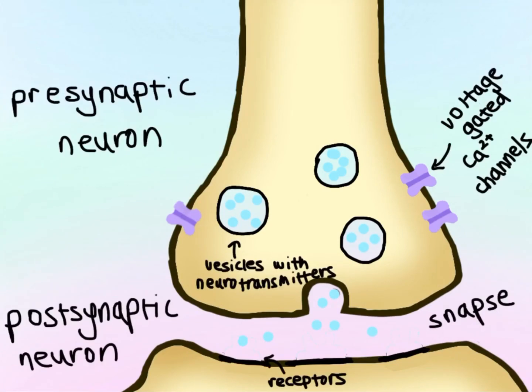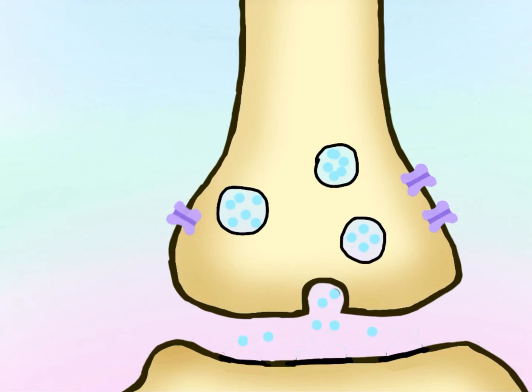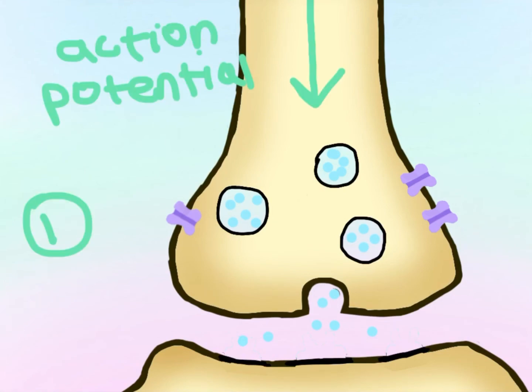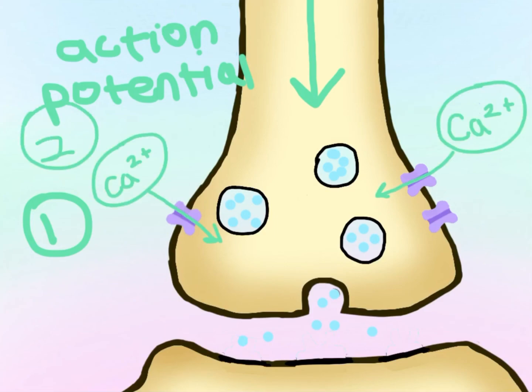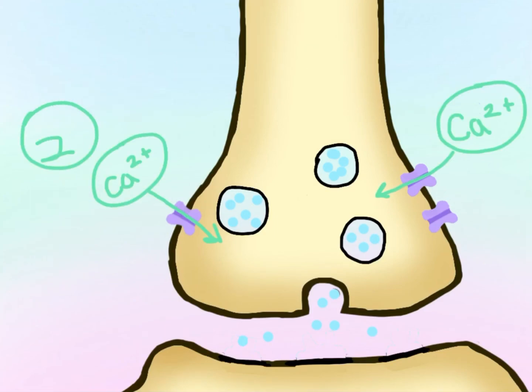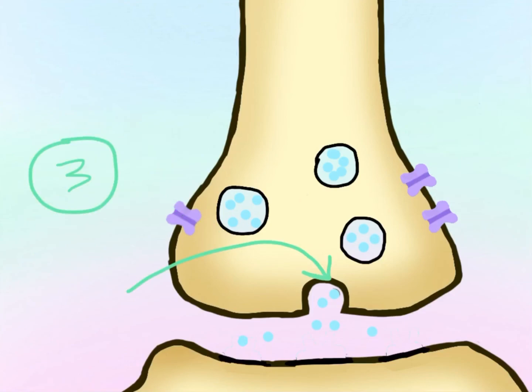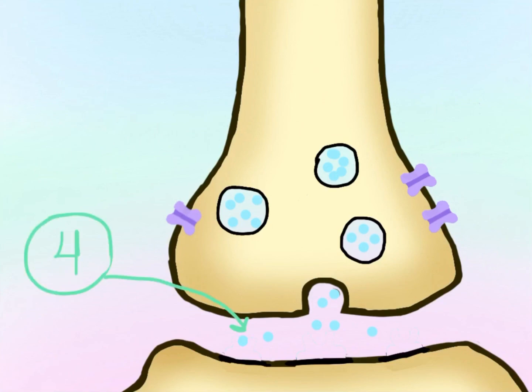So here are the labels for everything in this picture. First step, an action potential comes and is propagated down the axon and it arrives at the synaptic knob. The second step is that the voltage-gated calcium channels open and calcium ions flood in. Third step is the calcium ion causes the vesicles with neurotransmitters to fuse with the membrane of the neuron, and the neurotransmitter is released, and the neurotransmitter binds to receptors on the postsynaptic cell.